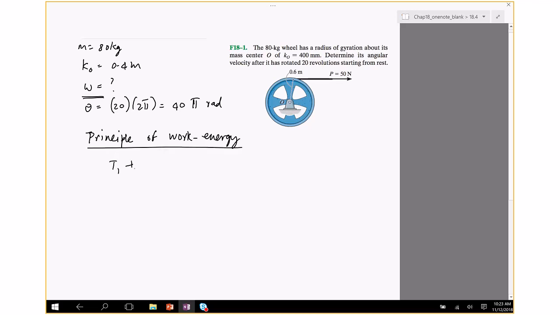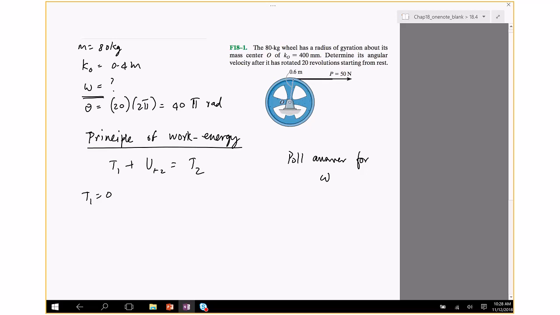T1 plus U12 equals T2. Okay, so T1 is clearly 0. T2 is going to be half I omega squared, right? In this case, this is a rotation about a fixed axis.